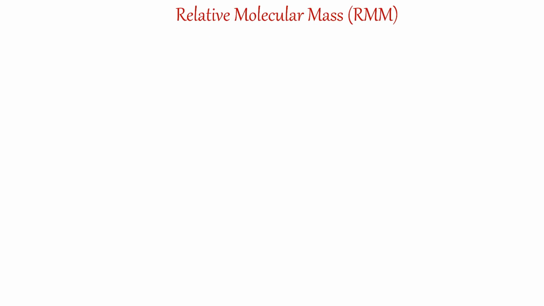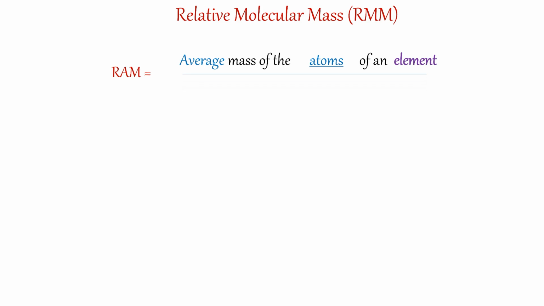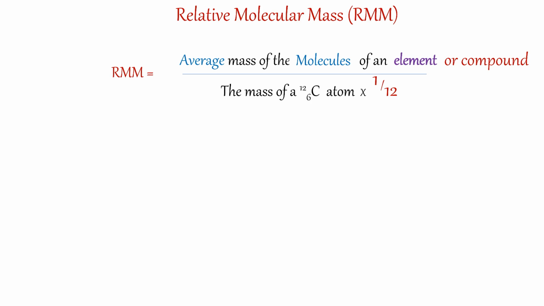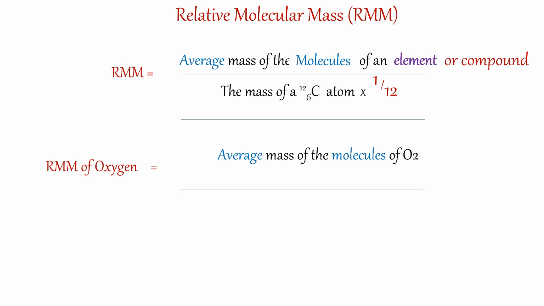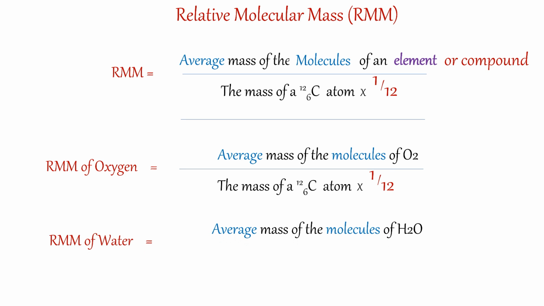Relative molecular mass. We already got relative atomic mass as the average mass of the atoms of an element divided by the carbon-12 scale. But if you think of relative molecular mass, then atoms should be replaced with molecules. So we get the average mass of the molecules of an element or compound, because molecules can also be compounds, divided by the carbon-12 scale. Apply this for oxygen: the average mass of the molecules of oxygen divided by the carbon-12 scale. Apply this for water: the average mass of the molecules of water divided by the carbon-12 scale.